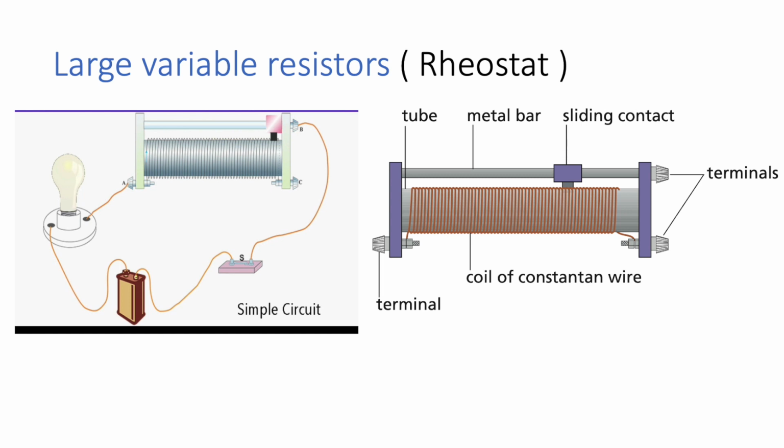But if the position of the sliding contact is near to the right terminal, then current entering the left terminal needs to pass through the resistance wire for some distance, then reach the sliding contact. So by moving the sliding contact, we can change the resistance. This rheostat can be used as a potential divider.